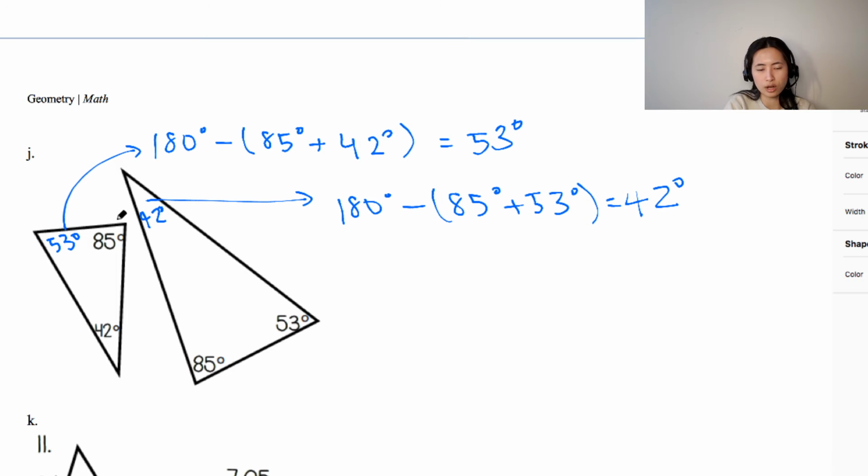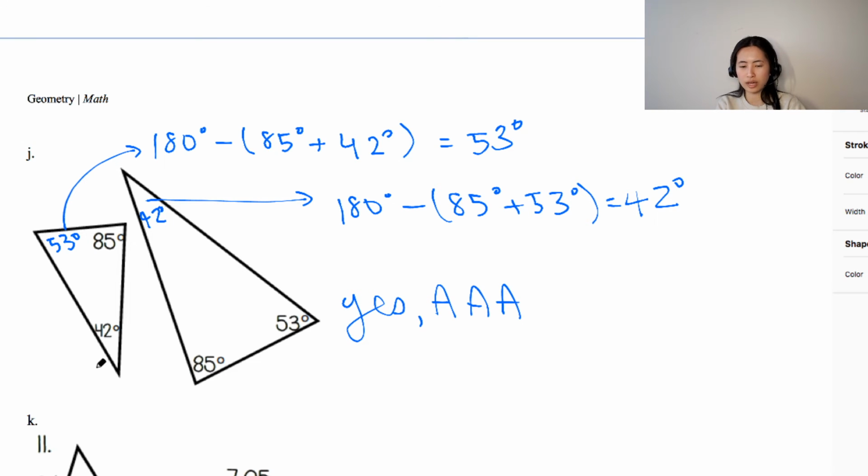Because remember, based on the theory earlier, if you're looking at angle, angle, angle, right? And this is similar, by the way. So if the two angles, 85 and 85 respectively, and 42 and 42, if the two pairs of angles are congruent, then that means the third angle is also congruent, right? That's why we know that it's supposed to be 53 degrees for the third angle.